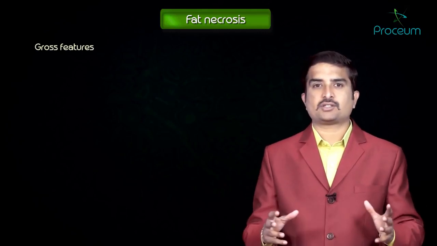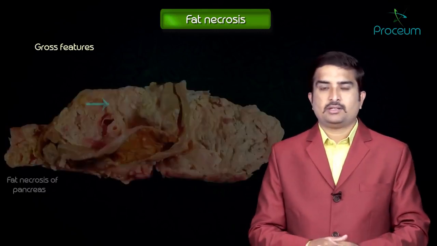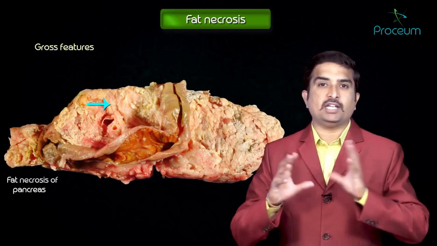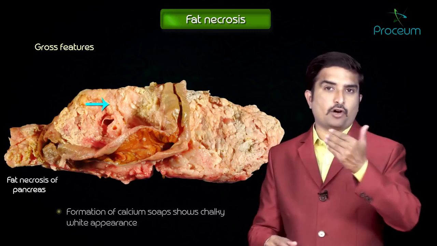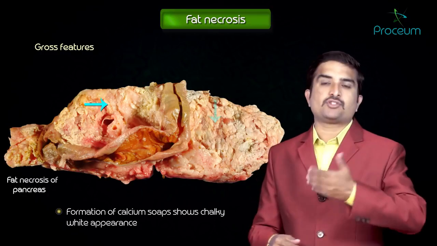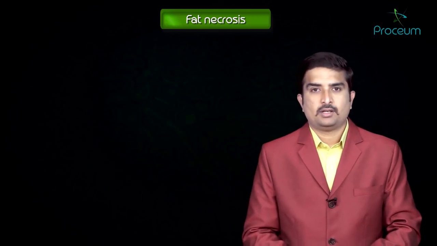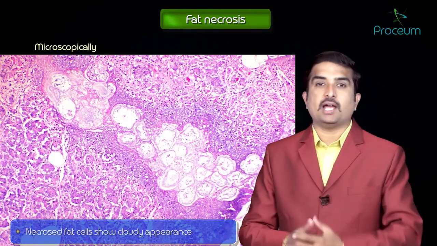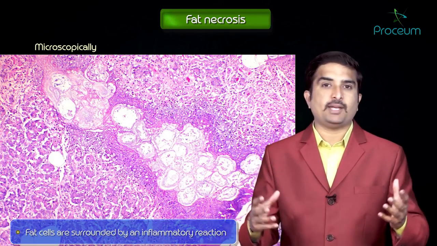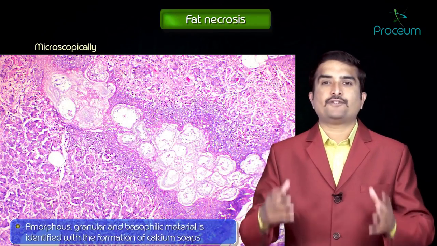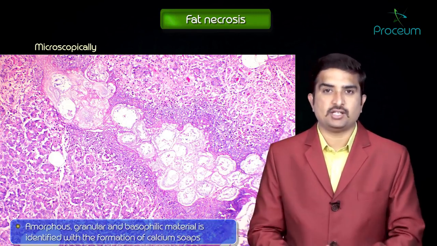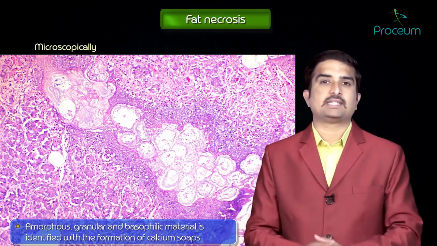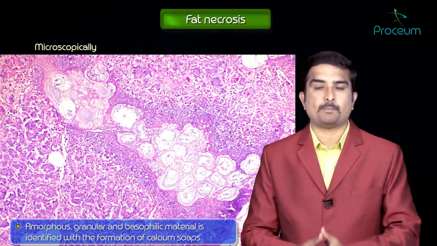What are the gross features in fat necrosis? The affected area is firm and yellowish, where you can see white deposits, which are mainly because of the formation of calcium soaps showing a chalky white appearance. And microscopically, the necrosed fat cells show a cloudy appearance surrounded by an inflammatory reaction. Amorphous, granular, and basophilic material is identified with the formation of calcium soaps. This is what you will see in fat necrosis under the microscope.